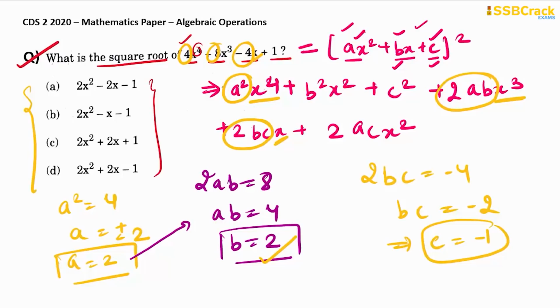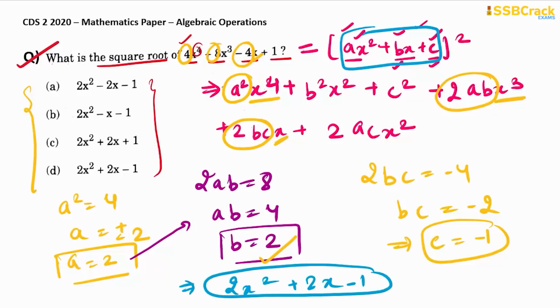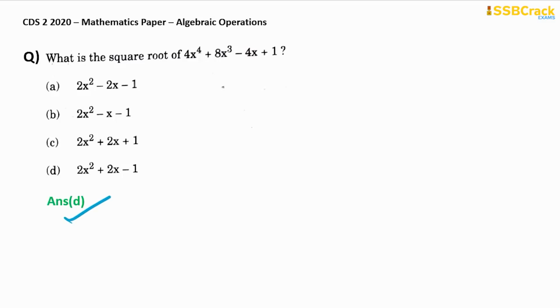Now we can put the values of a, b and c in this general equation to find the answer. So it will be equal to 2x² + 2x - 1. This will be our answer, and it is given in option D. Hence option D should be the correct answer. Let's check. So yes, option D is correct.